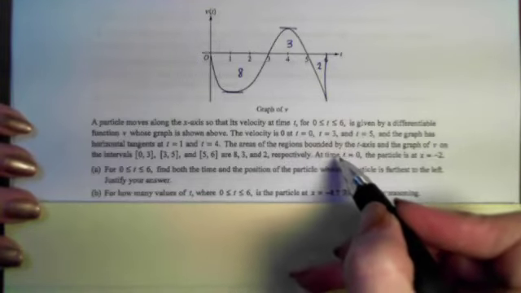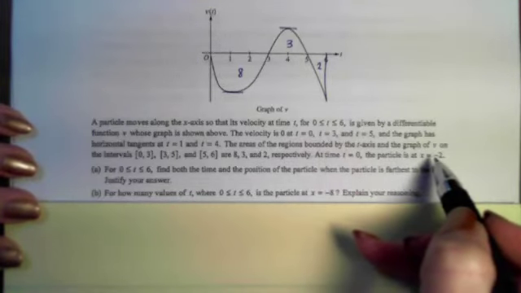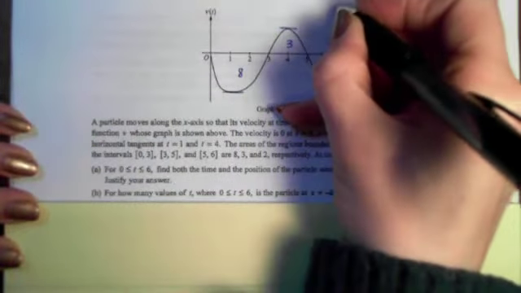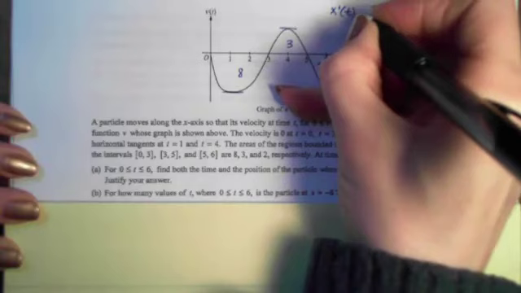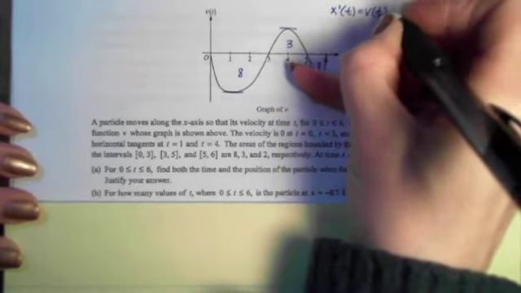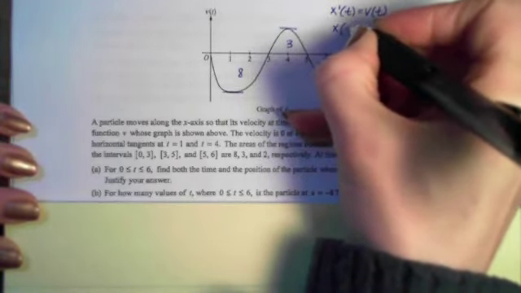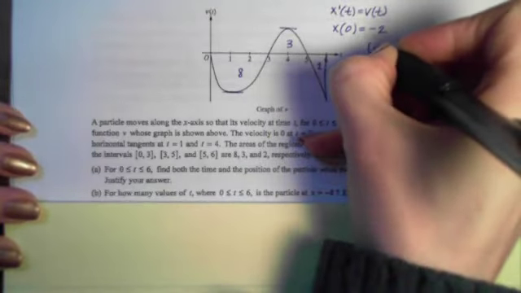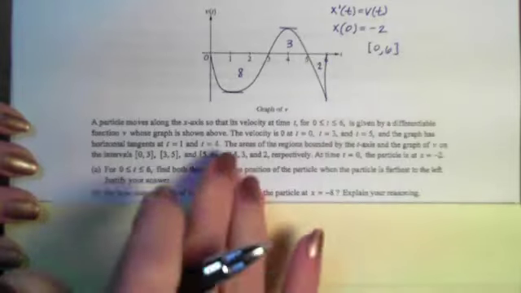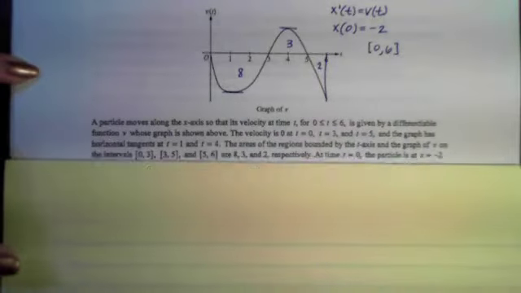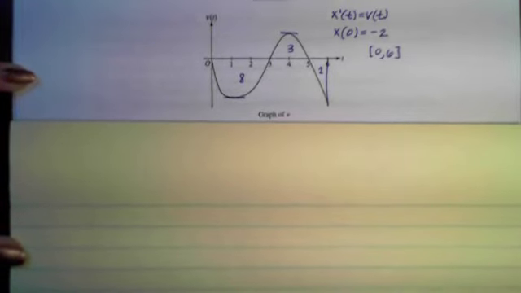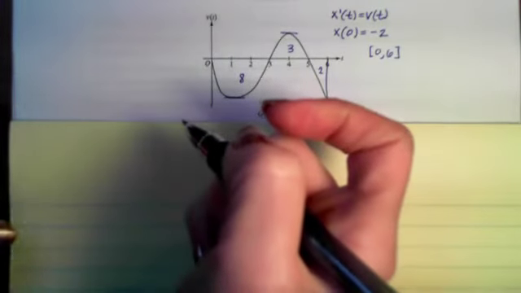So if we read this, it says at time t equals 0, the particle is at x equals negative 2. So here we have a picture of the derivative, which is v. And we are told that if I plug in 0, I get a negative 2. And we're on the closed interval from 0 to 6. So I'm going to cover up all of this text so that we can see what I'm doing here.